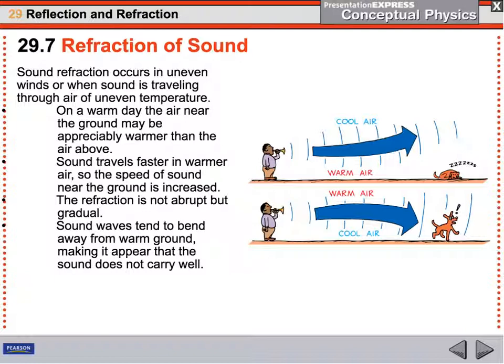If you have warm air on the bottom and cool air on the top, it's going to curve away so the dog can't hear you. If you have cool air on the bottom and warm on the top, it's going to curve down to the dog. So it's always going to curve to the cooler side.